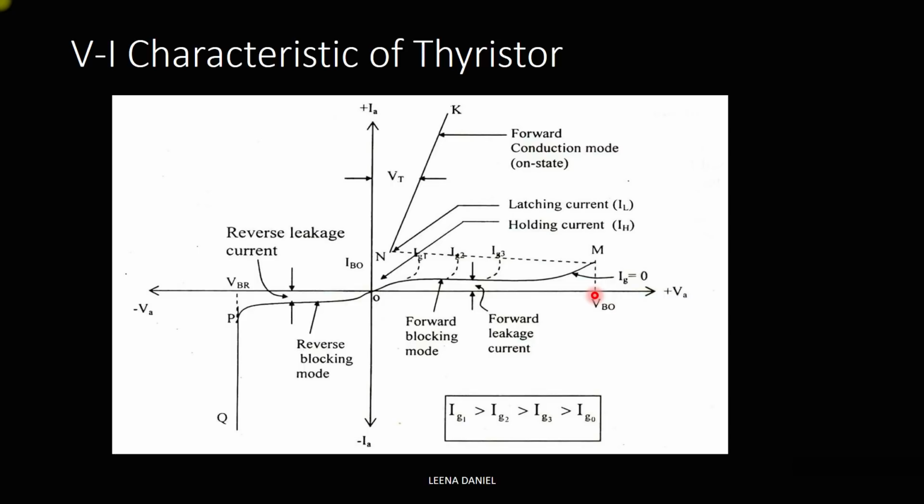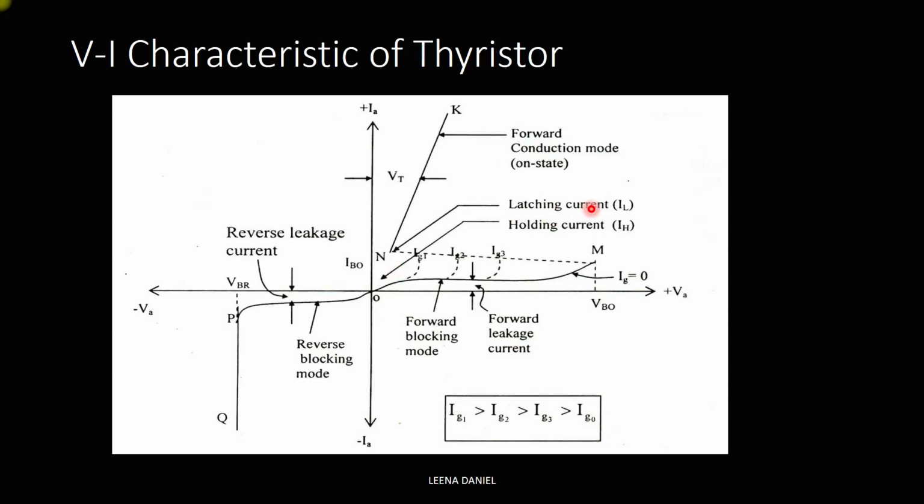For making the thyristor turn on, we do not need to increase the anode voltage up to the VBO. Only a small voltage is required across the anode to cathode, and a small gate current is required across the gate to cathode terminal. You can see the latching current or holding current also shown in this characteristic.